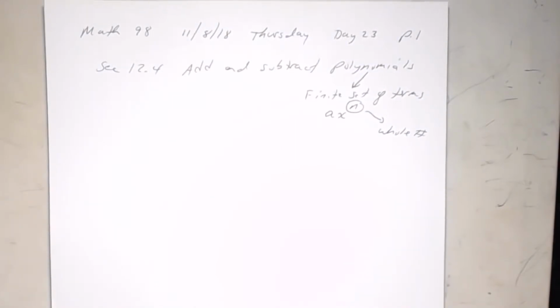So it's a finite set of terms. Finite meaning you can count them. And each of those exponents is a whole number. So remember your whole numbers. What's the smallest whole number? 0. So 0, and then you start counting your fingers. 1, 2, 3, 4, 5, and so on.